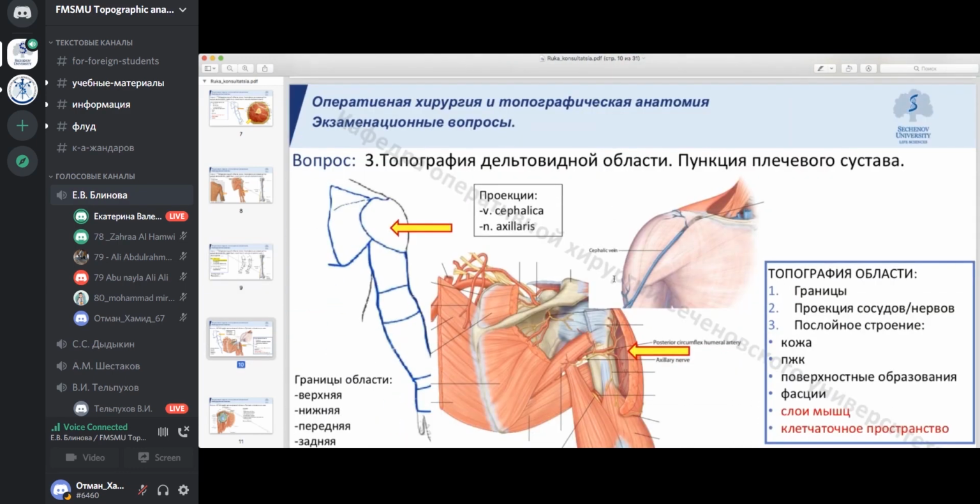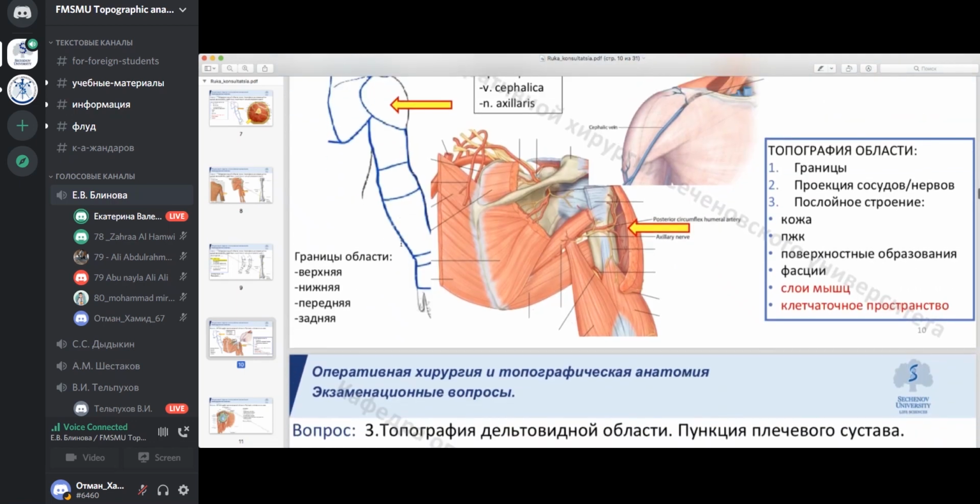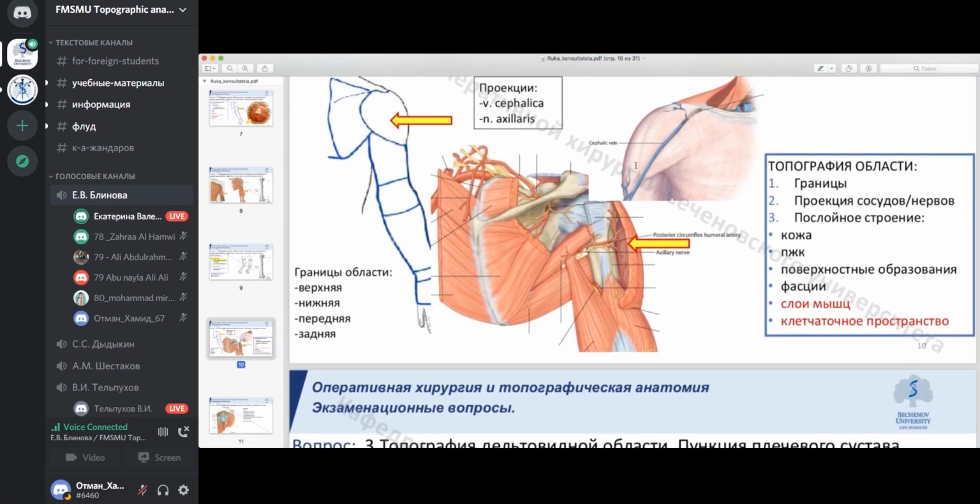Okay, the third question, topographical anatomy of the deltoid region and puncture of the shoulder joint. And firstly is the borders. Borders of the deltoid region are according to the deltoid muscle. Anteriorly and posteriorly, or inferiorly, it may be the circle line which draws through the latissimus dorsi muscle or pectoral major muscle. The next is the layers, skin, subcutaneous tissue, superficial and proper fascia.